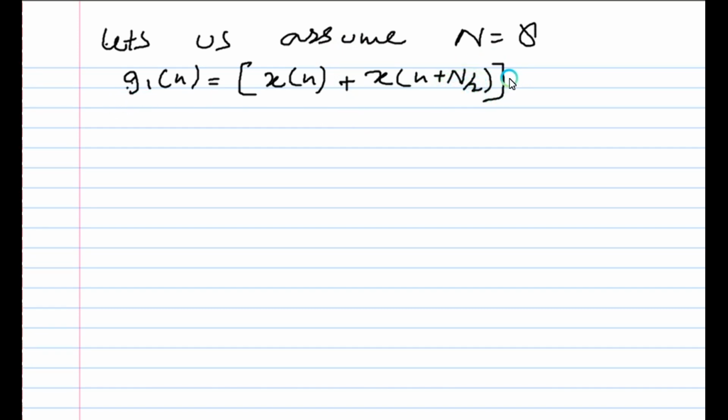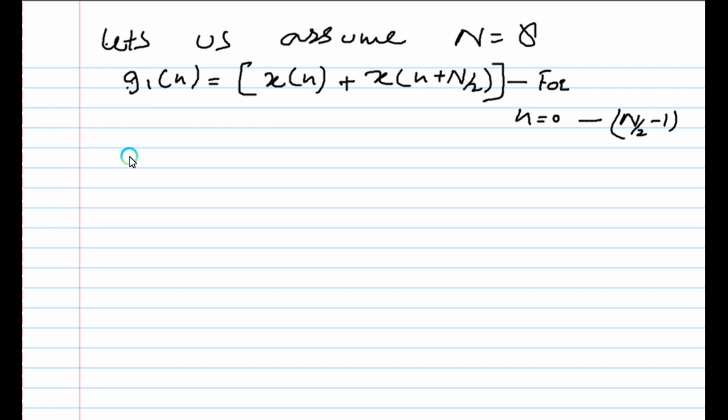And the range here will be n running from 0 to N by 2 minus 1. Why? Because g1 of n and g2 of n are two subdivisions of x of n. In x of n, the number of samples is N, so they are equal length subdivisions. In case of g1 of n, the number of samples will be 0 to N by 2 minus 1, that's N by 2. In case of g2 of n, the number of samples will again be N by 2.